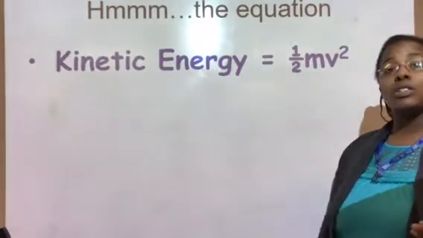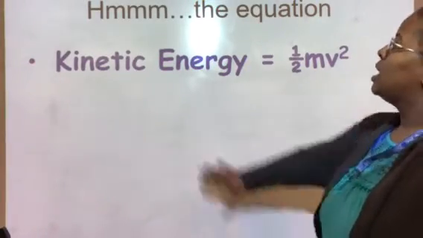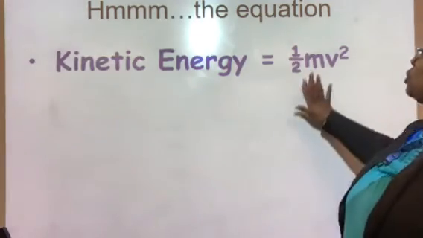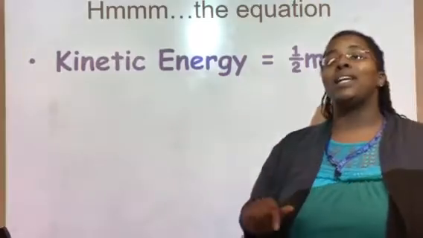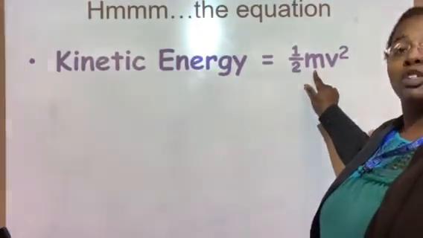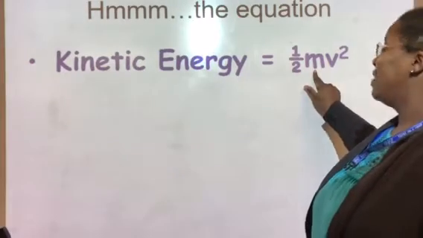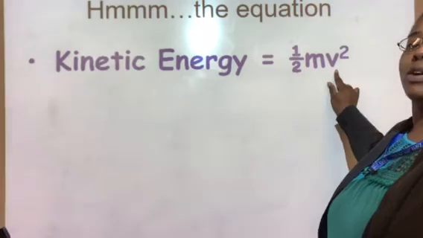Now, there's also an equation that goes with kinetic energy, our energy of motion. Your kinetic energy is equal to 1/2 times mv squared. By now, we know that the letter m stands for mass, which is measured in kilograms, and v is velocity, which is meters per second.